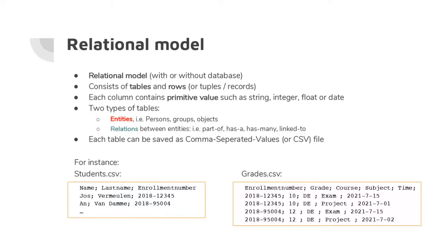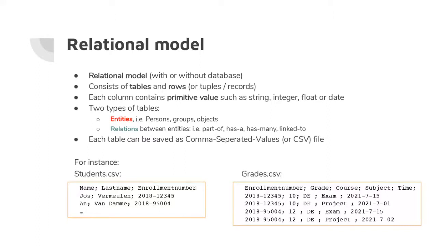The other example is grades. Here you have a column about the enrollment number, the grade, the course, the subject where the grade is assigned to, and the time. So these are simple examples of tables. Each row contains a primitive value, can be a string, an integer, a decimal number, or a floating point number, and a date.